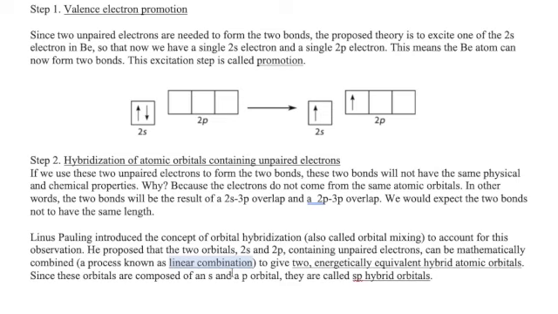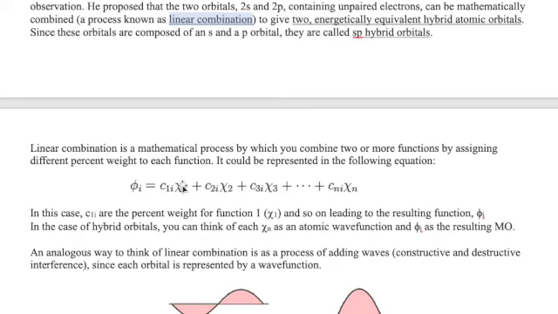And what he's doing the linear combination on is the two different wave functions that correspond to the 2s and the 2p orbitals. Now, what is linear combination? Mathematically, it looks like this equation right here. So the symbol phi sub i represents the result of the linear combinations, the new function or the hybrid orbital function that you will get.